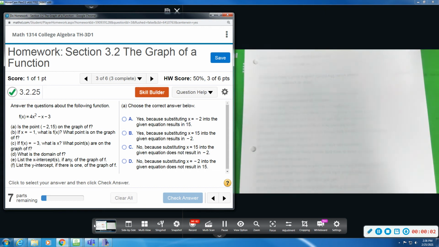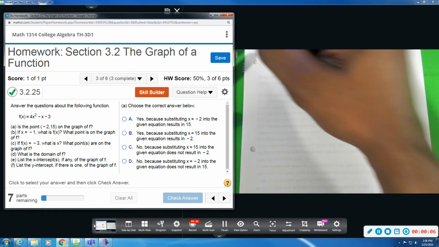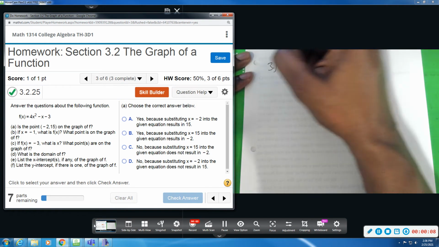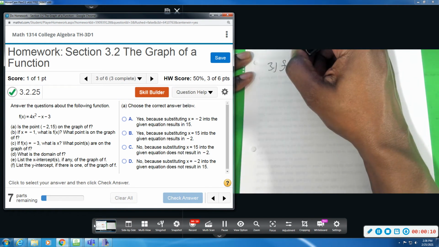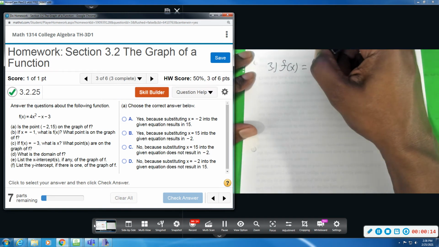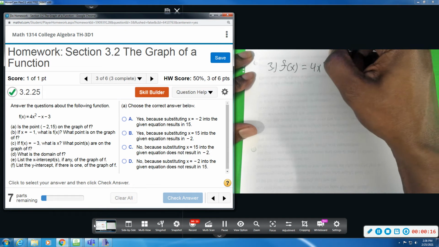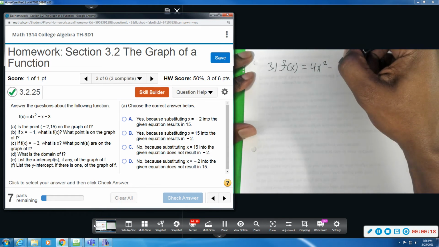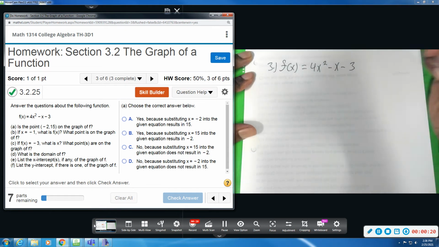All right, question number 3. We're given a function and we have several parts that we want to answer. So first we have our function f of x is equal to 4x squared minus x minus 3. And part A wants to know, is the point (-2, 15) on the graph?